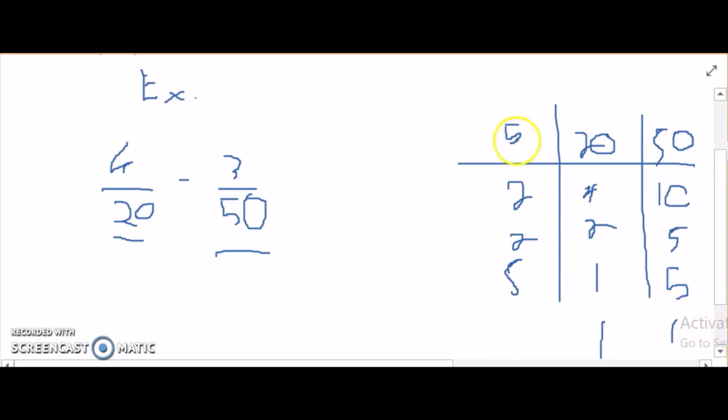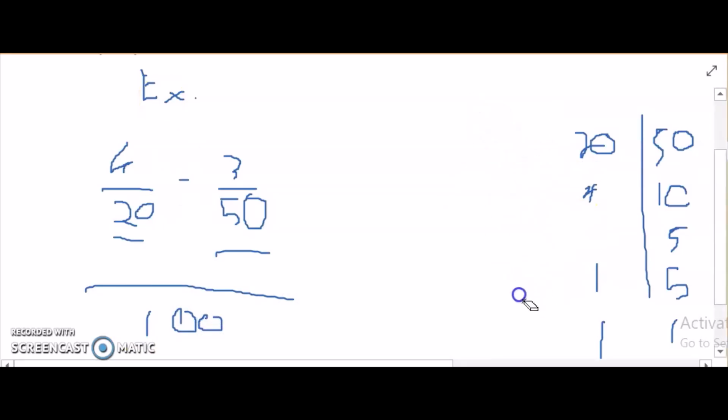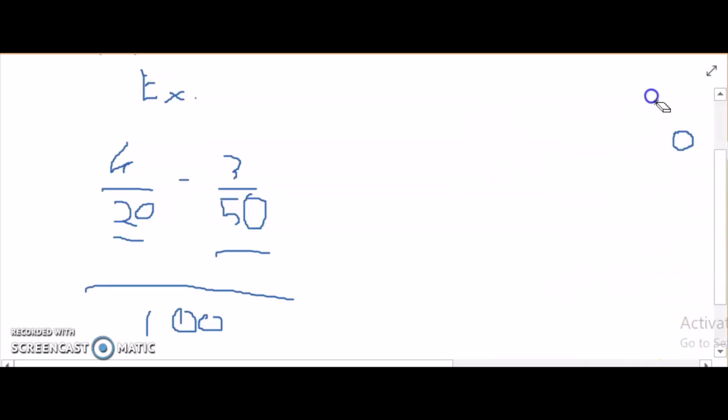Now we do what we did in our addition. 5 times 2, 10. 10 times 2, 20. 20 times 5, that should give us 100. So the LCM here is 100, which therefore means 20 can go in 100 and so can 50, and that is not wrong because 20 goes in 100 5 times, 50 goes into 100 2 times.